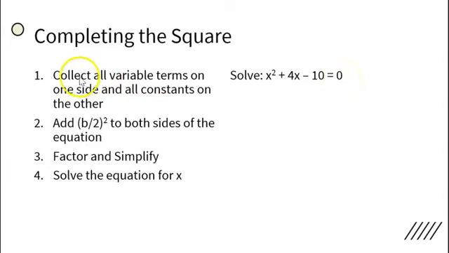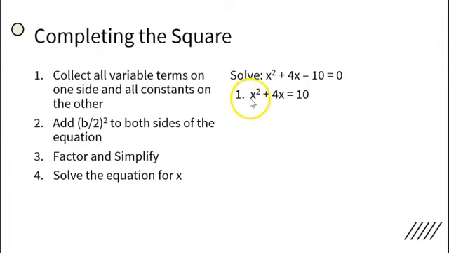And the first step you need to do is to make sure that all of the variable terms are on one side and all the constant terms, that's the plain numbers, are on the other side. So in my equation, I need to move this minus 10 to the other side. So I'm going to add 10 to both sides.